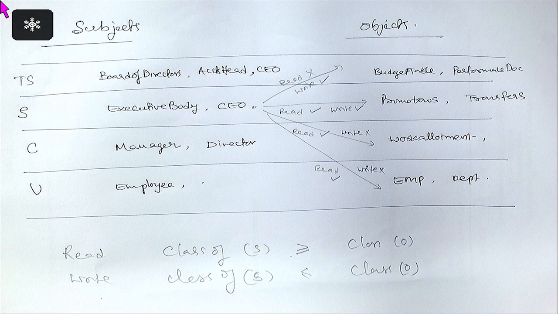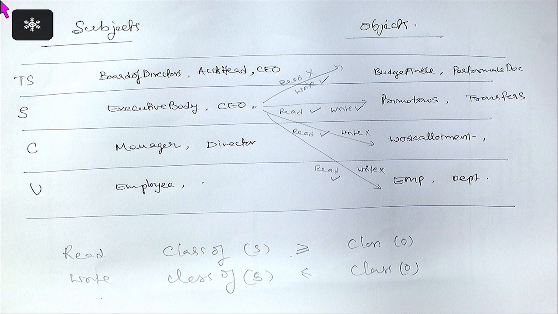According to this LaPadula model, a subject whose class is greater than or equal to the class of the object can read that object. So if you take some subject that is executive body member, then he can read promotions because the class of executive body member user and promotions table are the same, and he can read the data from work allotment object because the class of executive body member is greater than the class of work allotment. Similarly, he can read from employee and department.